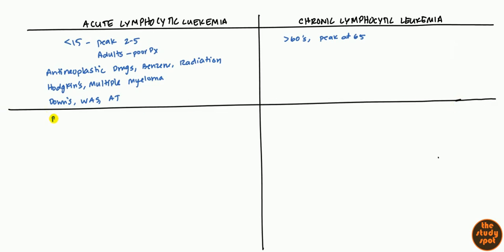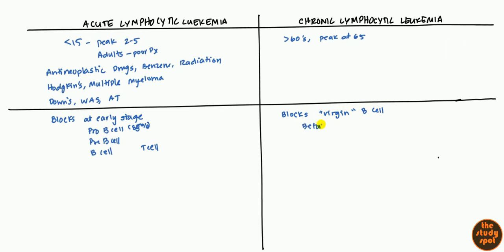So now what we'll do is go more to the pathophysiology. Acute lymphocytic leukemia blocks at an early stage, either pro-B cell, pre-B cell, or B cell, and it can even affect T cell. And 85% are pro-B cell. We've already talked about that, and we've already talked about how chronic lymphocytic leukemia blocks the virgin B cell, the B cell that's right before it becomes a plasma cell. And therefore, there's going to be no immunoglobulin. So that's going to be the general pathology. Now, pathophysiology, what will tend to happen is once you have this blockage, there will tend to be accumulation in the bone marrow.